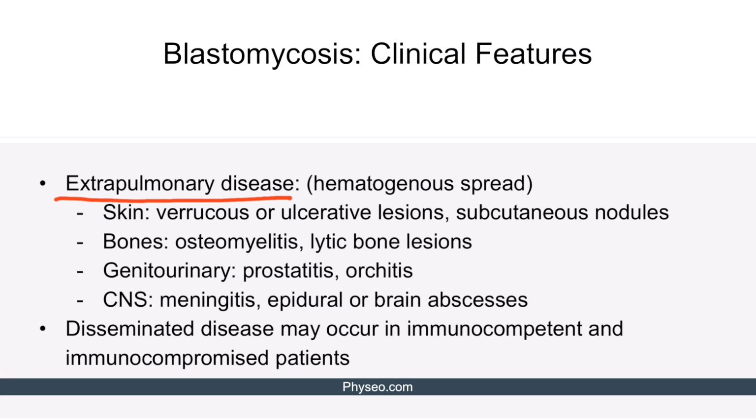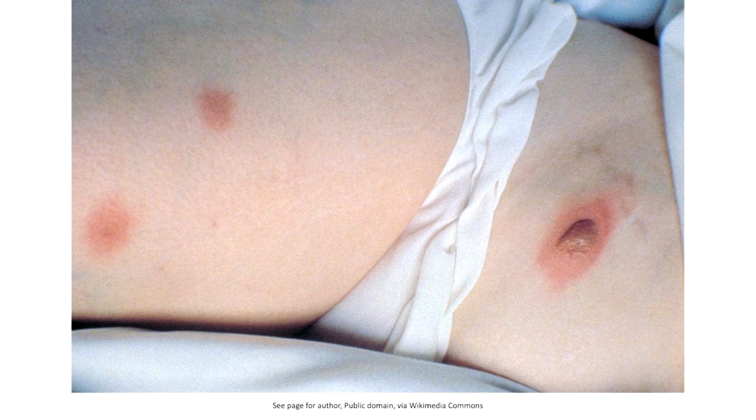And it's important to note that disseminated disease of blastomycosis can occur both in immunocompromised and immunocompetent patients. And that's a little bit different than what we saw with histoplasmosis, in which it was mainly in those immunocompromised patients. So again, disseminated blastomycosis can happen in healthy or unhealthy people. Here's a patient with blastomycosis. You can see these nodular skin lesions and also a bulla on top of one of these lesions.